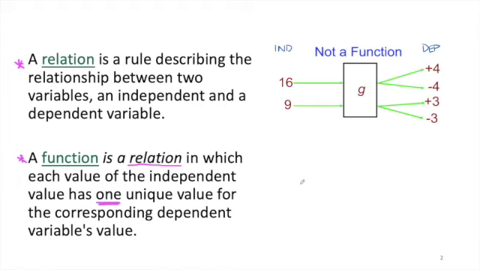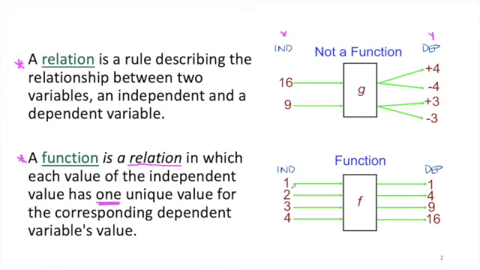So an example here, we'll get into this. This is mapping notation. If you have an independent variable on your left, so remember your independents are your x's, your dependents are y's, okay? If you have that value 16 input into this function g, and the output is +4 and -4, well, 16 doesn't have one unique value, it has two. Same with 9. If we input 9 into our function g, and it outputs +3 and -3, then it doesn't have one unique value, it has two. So it is not considered a function.